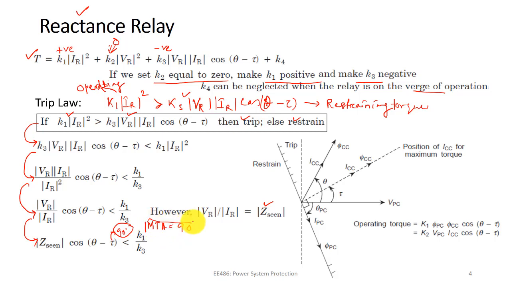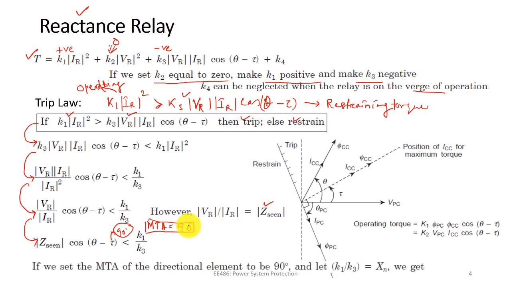In fact, in practice, we can make this MT 90 degree by adjusting the resistance and reactance in the coil by putting the resistance and capacitance in the pressure coil, right? So if I make this MT 90 degree, then what happens? If we set MT of the directional element to be 90 degree, and let the K1 and K3 be Xn, then what we'll get? We'll get Z sin cos of theta minus 90 degree is less than Xn, right?